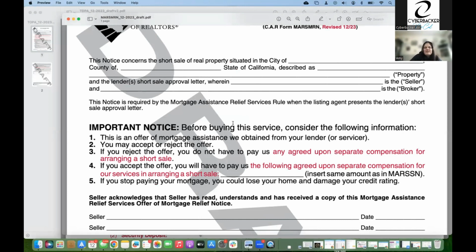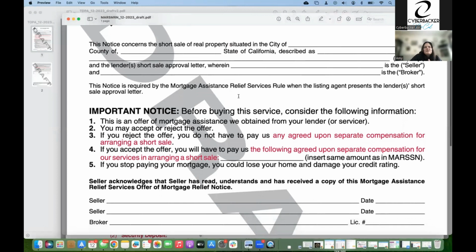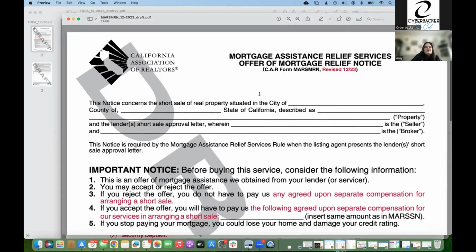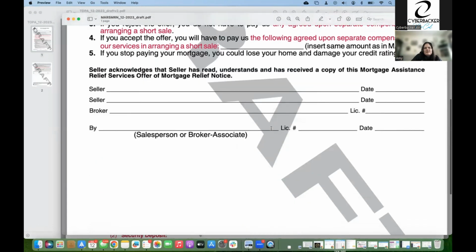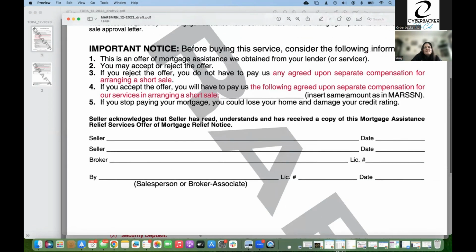Okay, so at time of listing agreements, this notice is required by the mortgage assistant relief services rule when a listing agent presents the lender's short sale approval letter. Okay, so we provide this at the time that the lender approves that short sale. This is very similar to that last form. There's just something different on this one: insert the same amount as in the Marsden. So you use both this one and the other one.